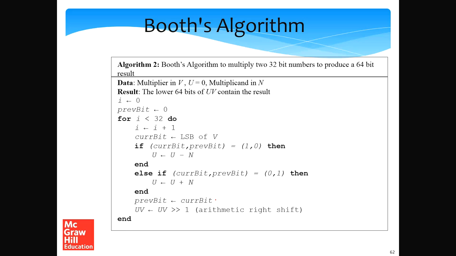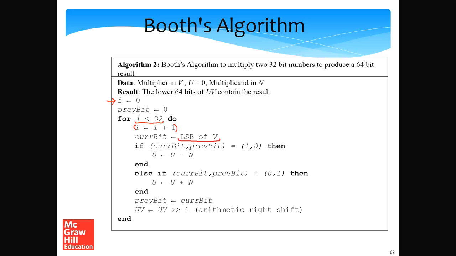So we multiply two 32-bit numbers to produce a 64-bit result. The multiplier is in V and U contains a 0. The multiplicand is in N, and the 64 bits of UV will contain the result. So let us do the same thing. Let us set i to 0 and iterate 32 times, each time increasing i. Let's start by considering, as mentioned before, the previous bit to be 0 and the current bit to be the LSB of V, the current bit of the multiplier that we are considering.